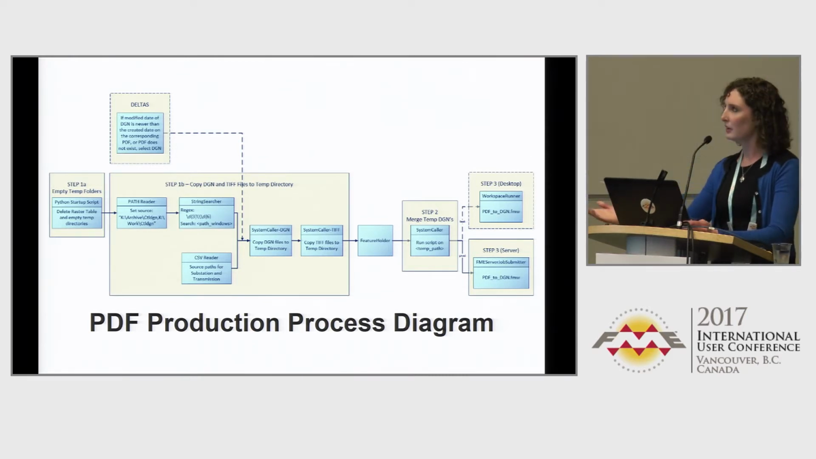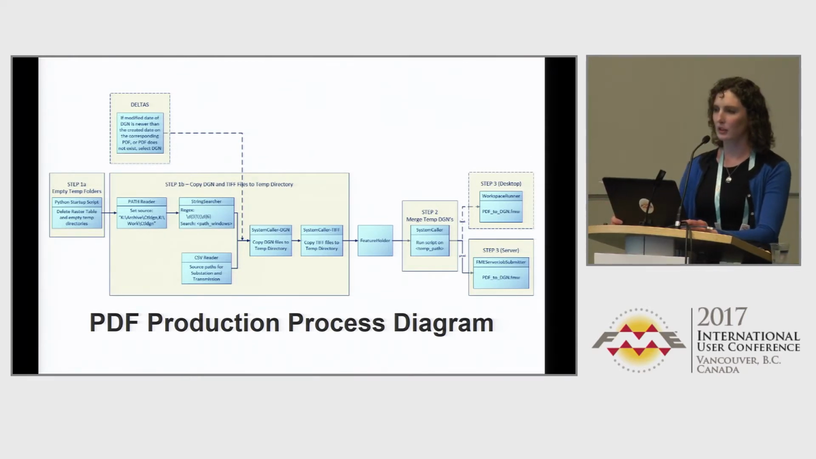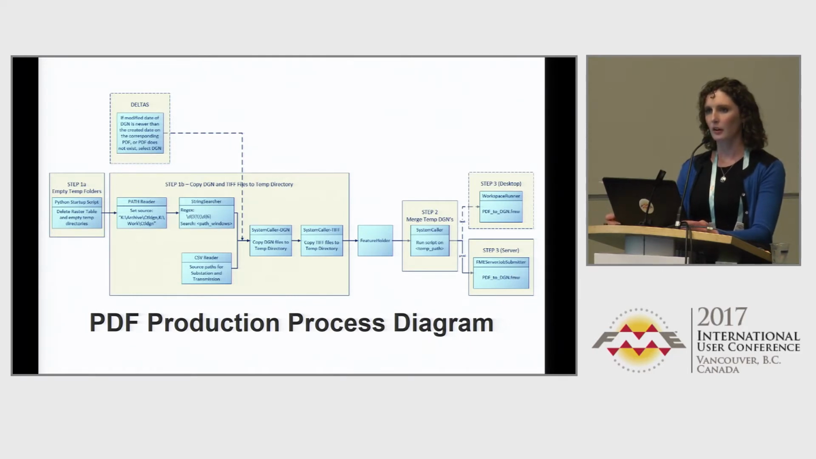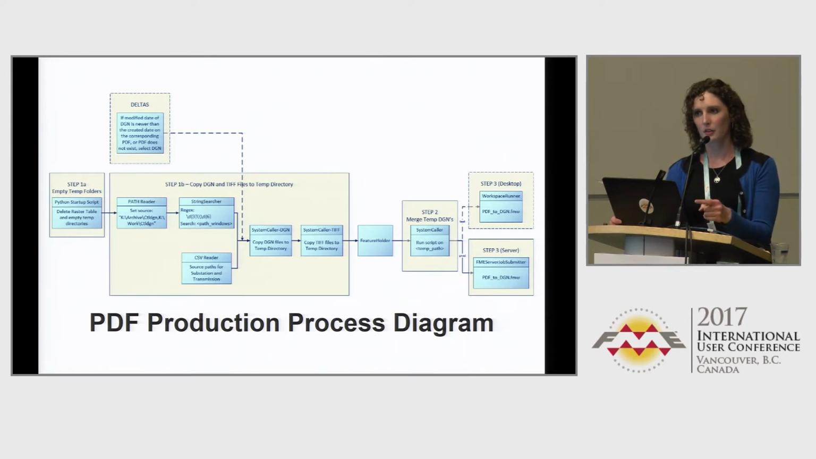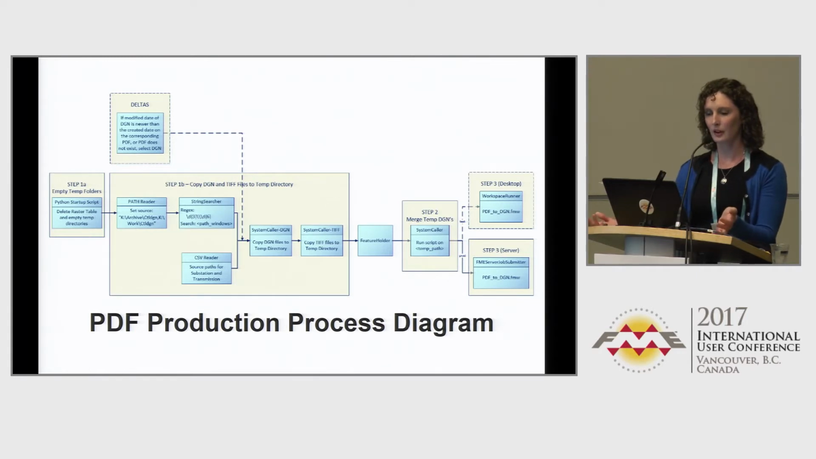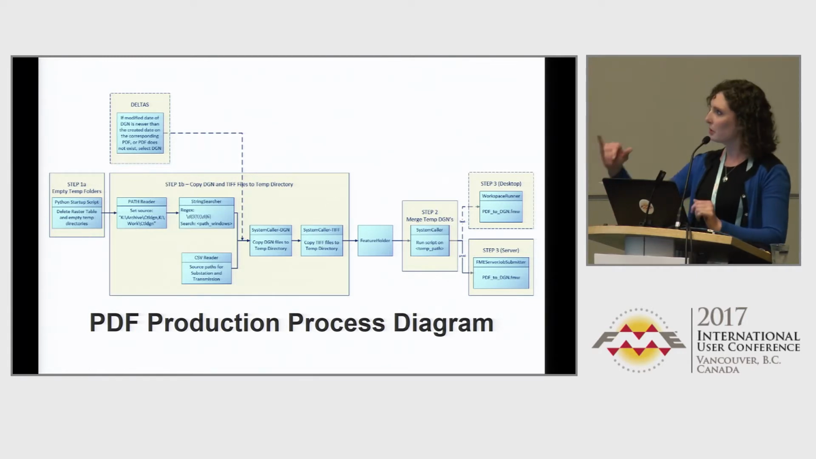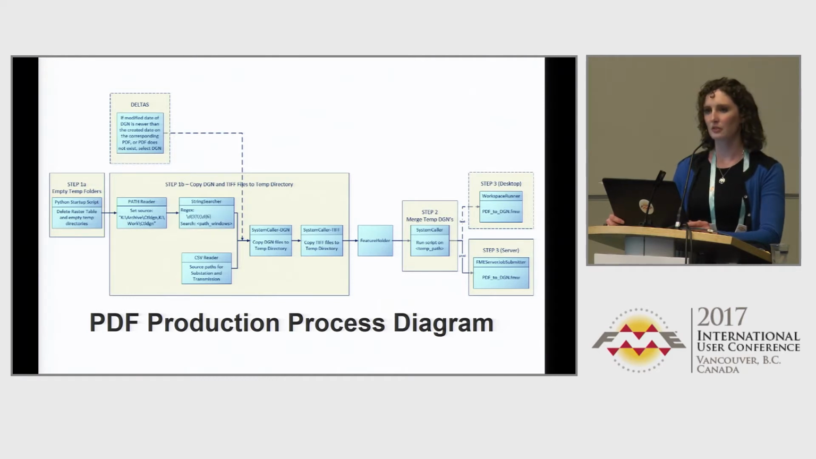So step 1A is that Python script I created that goes in and empties out the temp directory. Actually, it only empties out the DGN and TIFF files. It never deletes PDFs because we want to make sure that we always have the most recent PDFs still in that folder. When the Delta process, which I'll talk about a little later, runs, it looks at the creation tag and the modified tag on those PDFs, so we don't want to delete them.